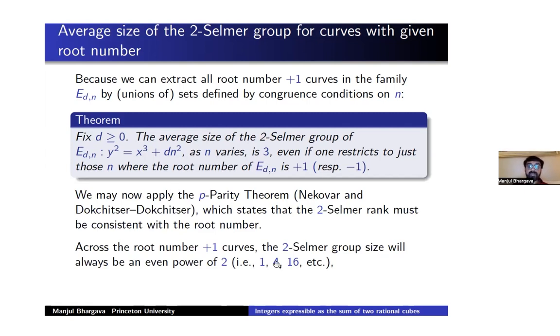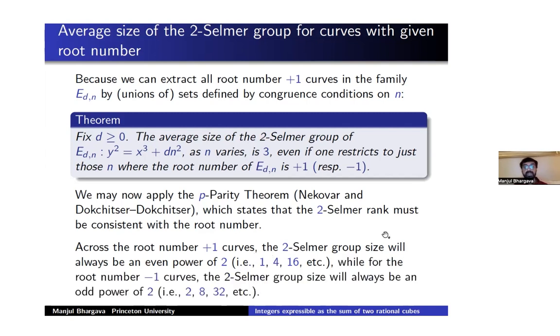And what that means, if the average size is 3 and it's numbers consisting of 1, 4, 16, and so on, is that there have to be a bunch of 1s in that, right? Because if you're going to average to 3, you're going to need a lot of 1s. You can't all be 4 onwards and have an average size of 3. So a positive proportion of curves will have two Selmer group size 1. In other words, two Selmer rank 0.